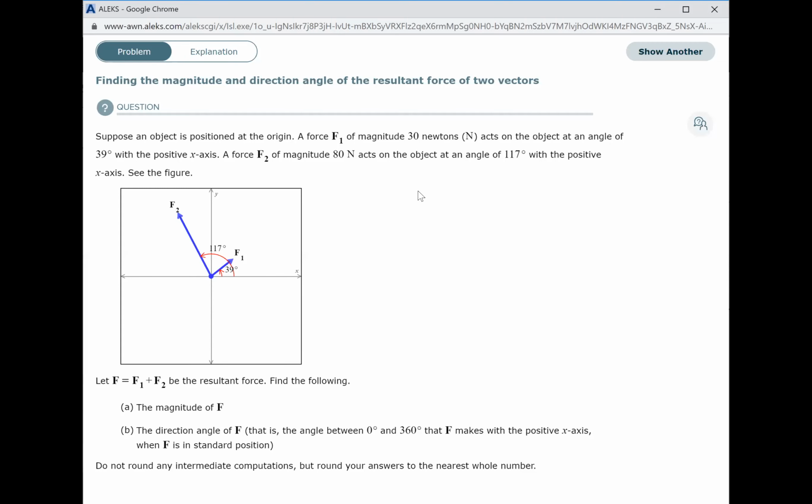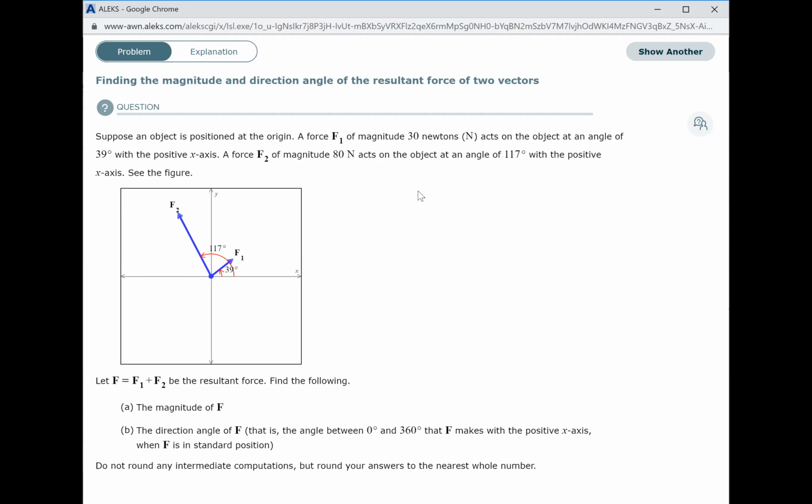All right, this lesson: finding the magnitude and direction angle of the resultant force of two vectors. I'm going to use this example, but then I'm going to go to a whiteboard and use the whiteboard and Desmos to explain it to you.